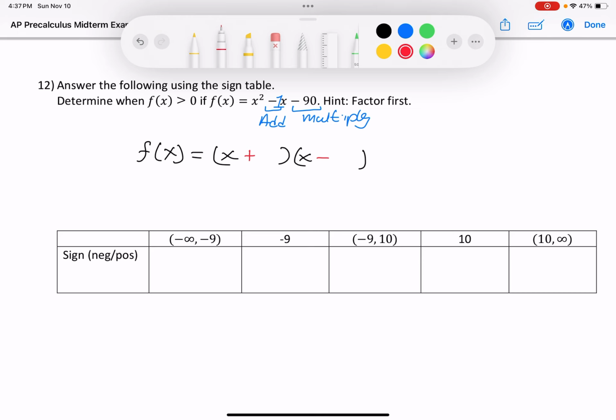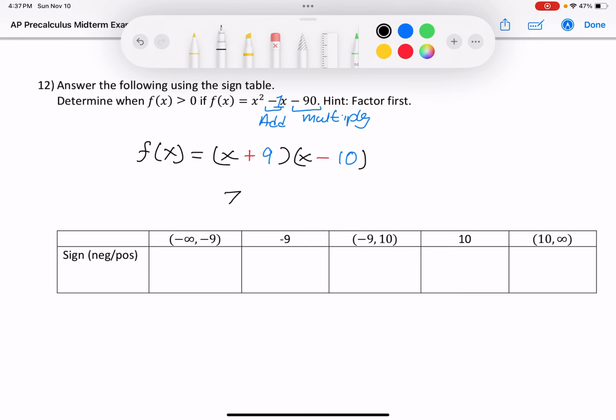So numbers that multiply to 90, the first one that comes to my head is 9 and 10. So I'm going to choose 9 and 10, which means 9 has to be the positive one because that's the smaller quantity, and 10 has to be the larger one because that's the negative quantity in this case. Positive 9 times negative 10 is negative 90, and positive 9 minus 10 is negative 1. So that works out.